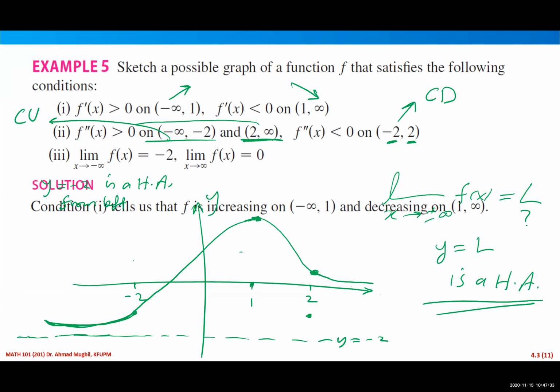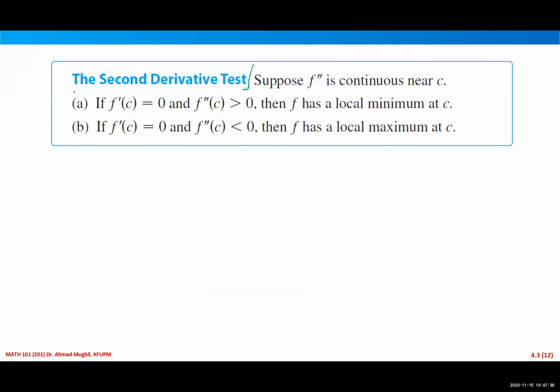Let's go now to the second derivative test, a very important test, ya shabab. But of course, it is not necessary. In many situations, you don't need it because the first derivative test will be enough, as we will see, inshallah, next class. Suppose the second derivative is continuous near a point. If the first derivative at that number is 0 and the second derivative is positive, then f has a local minimum. So this is another test for the local minimum and local maximum values. If the first derivative is 0 and the second derivative is negative, then it is a local maximum.